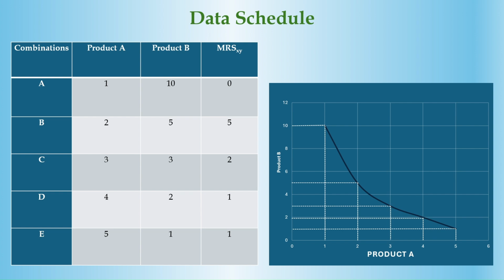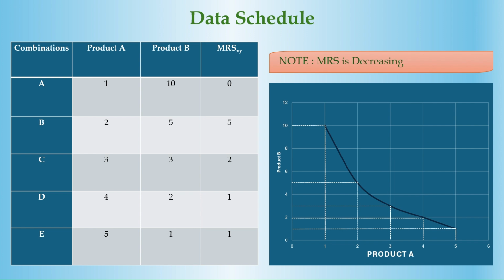The data schedule on the left hand side, the table, is represented in the graph. On the right hand side, we have product A along the x-axis, product B along the y-axis. If we see the combinations, we will see it is an indifference curve, but the slope there represents the MRS, and MRS is decreasing as we have seen from the combinations.